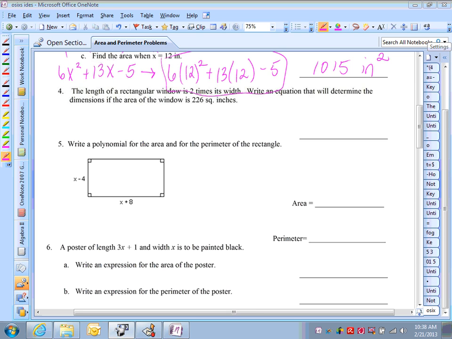We have the length of a rectangular window. It's 2 times its width. So the length is 2 times the width, or L is equal to 2 times W, is what the first sentence tells us. And they ask us to write an equation that will determine the dimensions of the area. So the dimensions, when they say dimensions, they mean the length and the width of the window if the area is 226 square inches. So area is 226 inches squared. And they want us to find the length and the width.